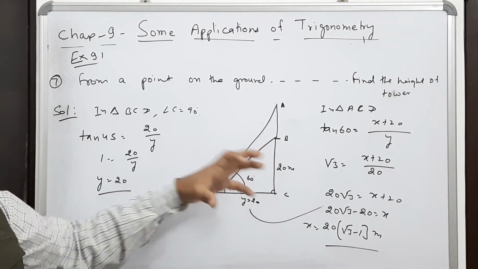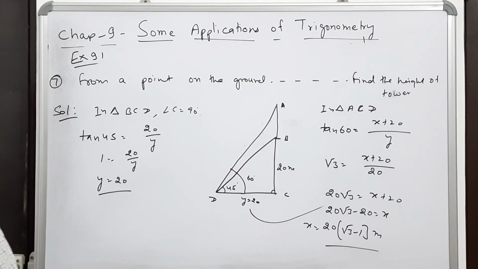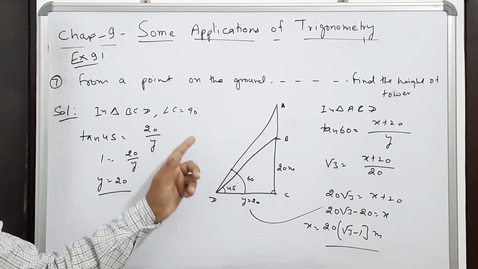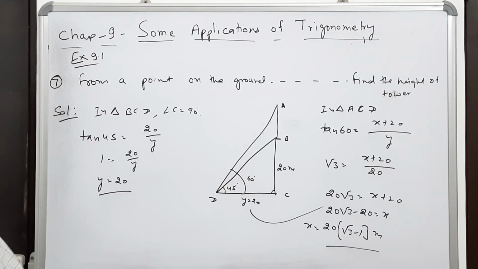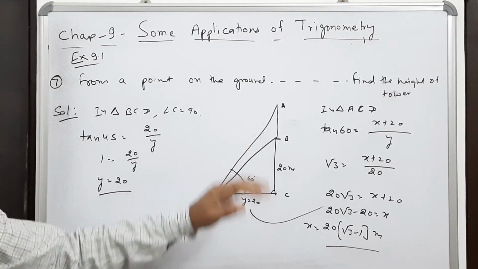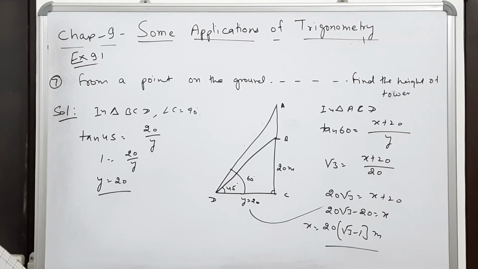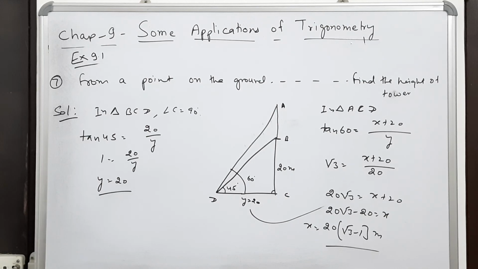So this is the main part of the exercise, when two angles are there. Most probably you will see a problem where two angles are given, and we have to use two triangles in that part. I hope this part is clear. In the coming videos, I will explain the remaining part. Thank you.